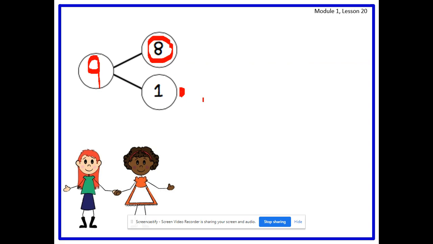Awesome. Now, let's write an addition number sentence starting with the larger part. So let's write it together. You write it on your paper, I write it on my screen. Ready? So we're going to start with the larger part. We're going to start with 8, because we said 8 was our larger part, plus 1 equals 9.